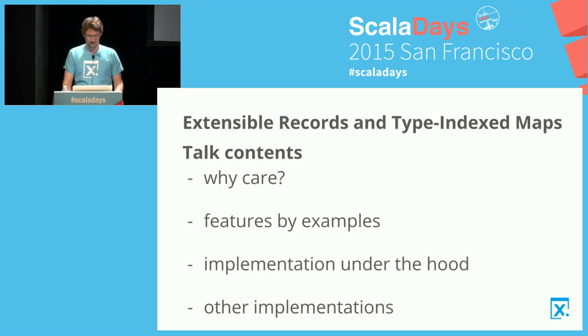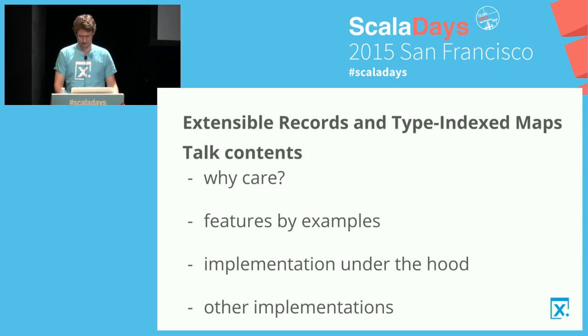And type-indexed, extensible records and type-indexed maps. Why should you care? That's what I'll talk about. And how to use them by examples and how they're implemented under the hood. Looking at some macro stuff and some type level stuff. And we'll also compare them to other implementations out there.